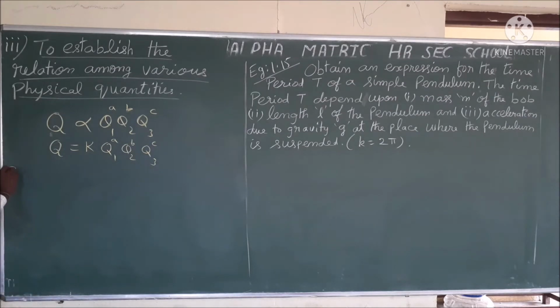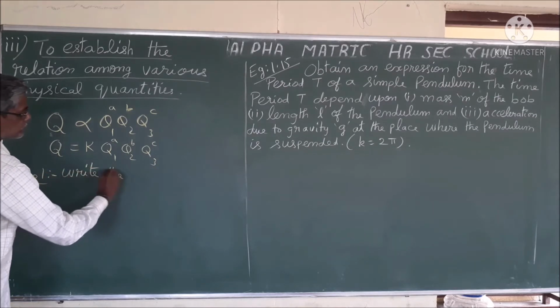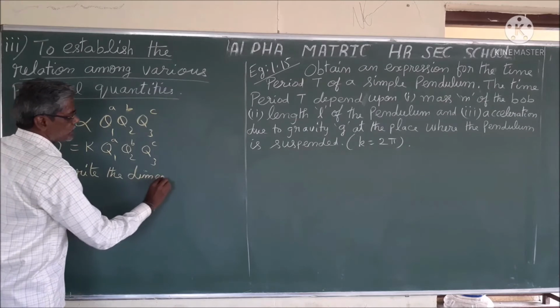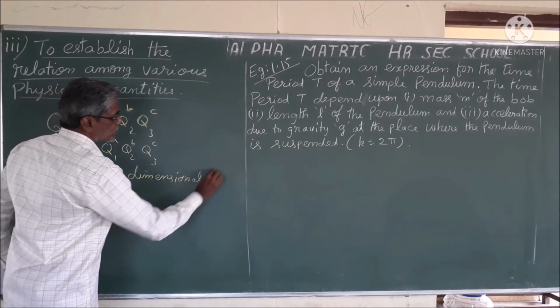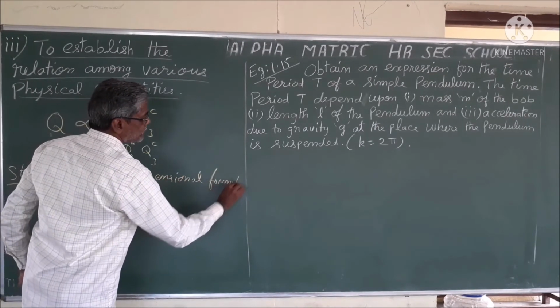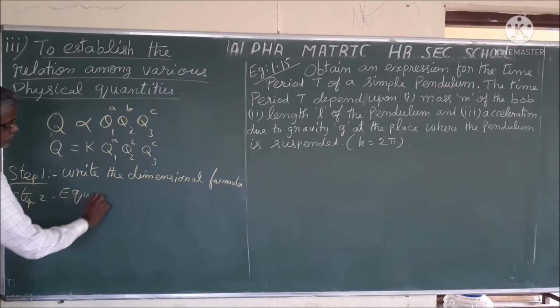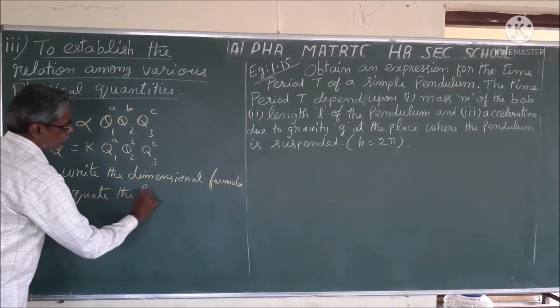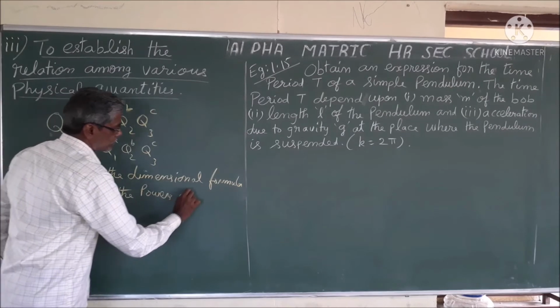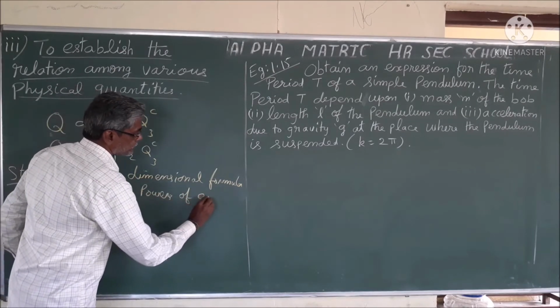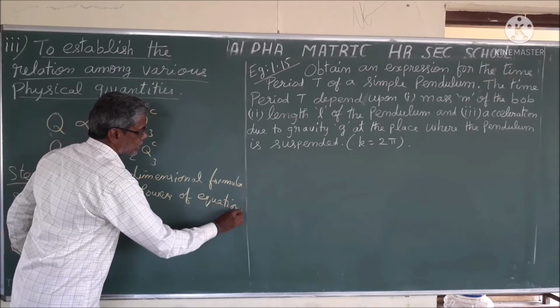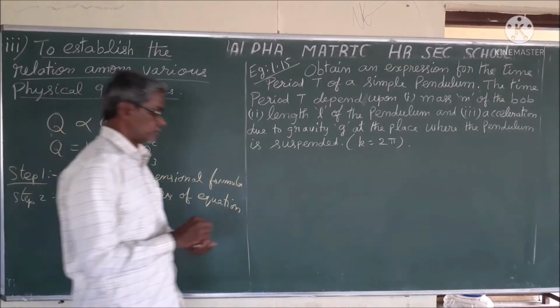There are two steps involved in this. Step 1, write the dimensional formula. Second one is equate the powers of the equation.